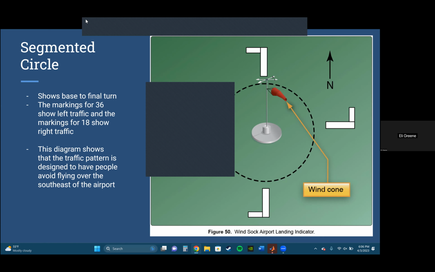So, what about traffic patterns? If I can turn that projector on. Anyway, it doesn't really matter. Essentially, either of them.